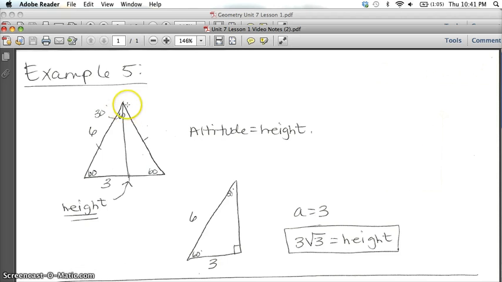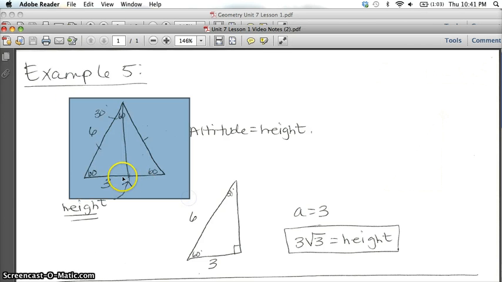Remember that in our equilateral triangle, all sides are congruent. So I went ahead and set up my triangle and made all the sides congruent, and that's what these little slash marks mean. And it wants us to find our altitude. So in an equilateral triangle, all three of our angles have to equal 60 degrees, because 60 times 3 is 180. So I went ahead and labeled my angles.